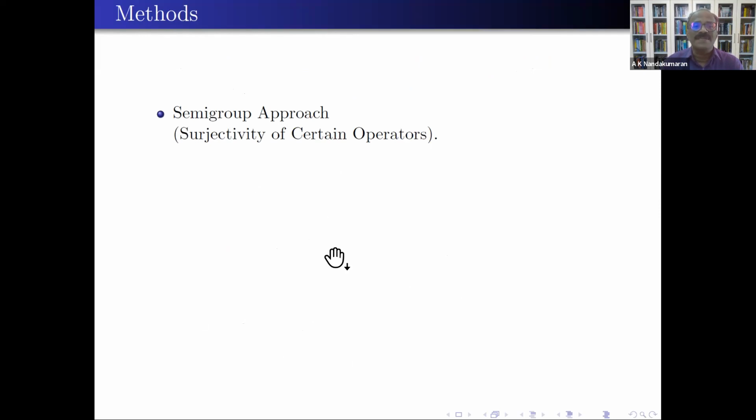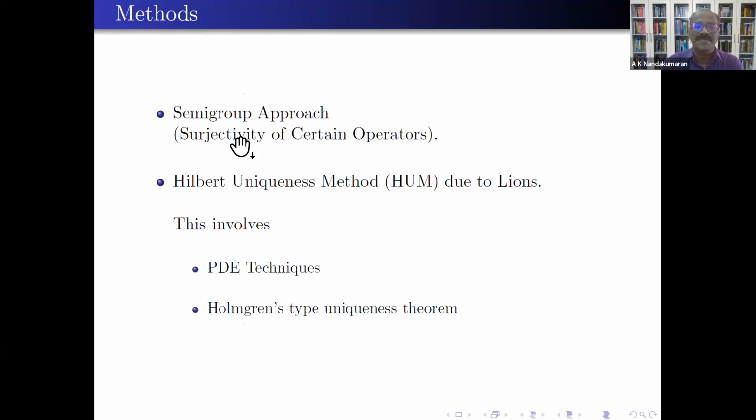So there are approaches like the semigroup approach. This is basically the surjectivity of a certain operator. It's more of an operator-theoretic, functional analytic way. But the Hilbert Uniqueness Method is more interesting to us personally, because this only uses PDE techniques, Holmgren-type uniqueness theorems, all that. It's basically the multiplier methods we use. So it's purely a PDE analysis.